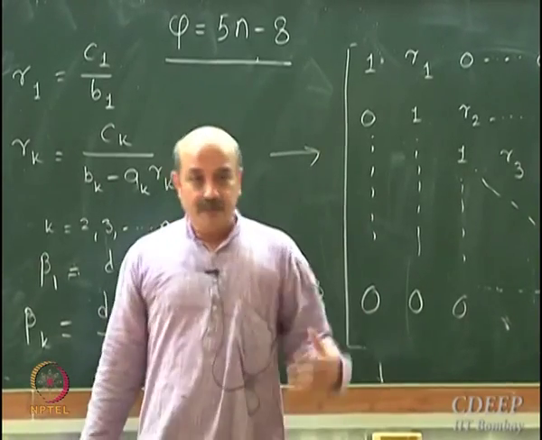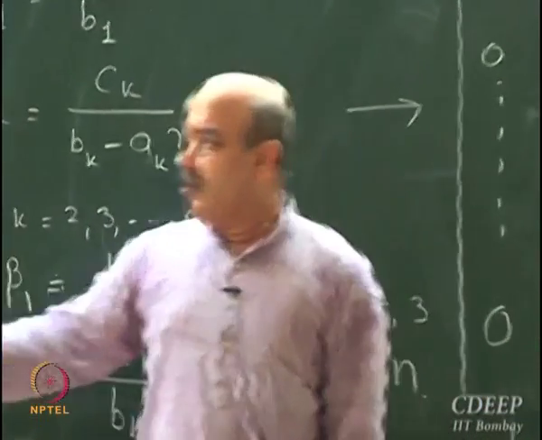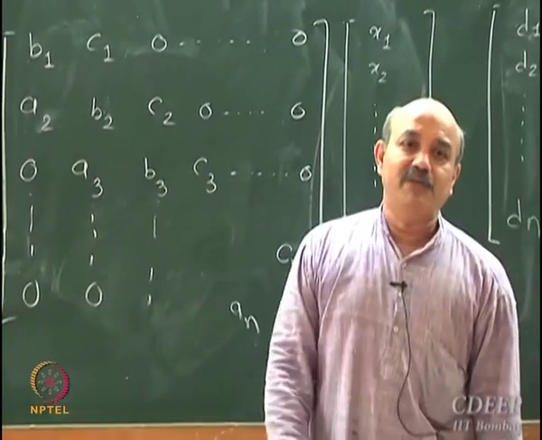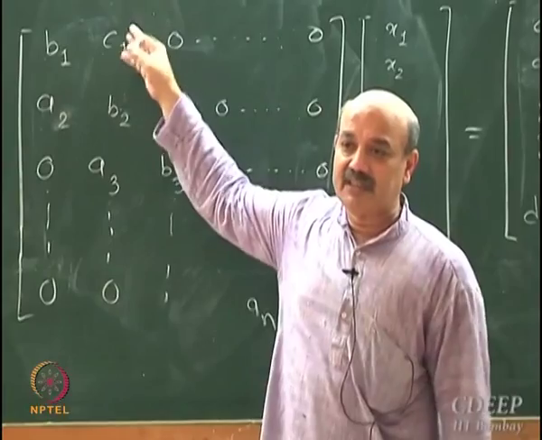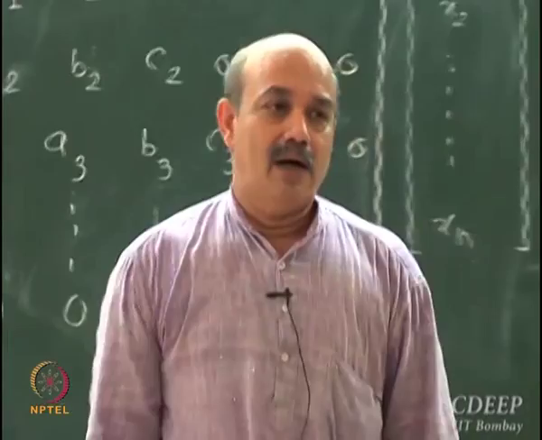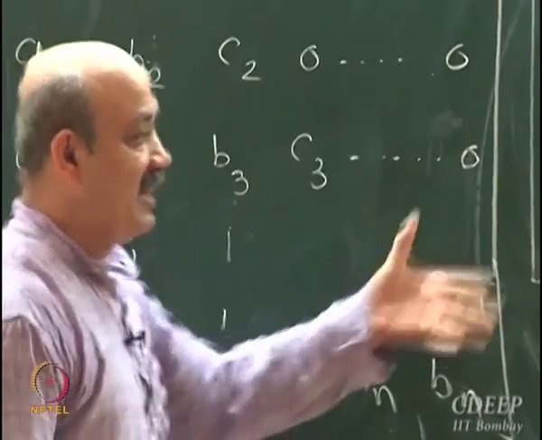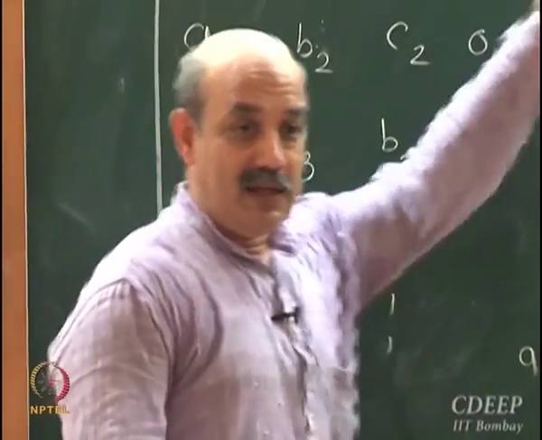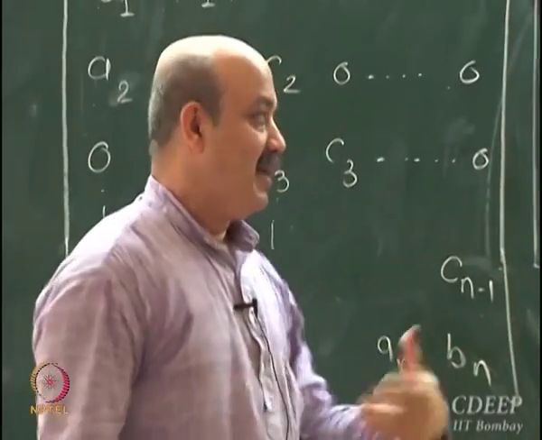The next thing, which I'll do in my next class, is a simple extension of this. Here we have looked at this algorithm where A, B, C are scalars. What if these are matrices? What if B1 is a matrix, C1 is a matrix, A2 is a matrix, B2 is a matrix? Those are called block tridiagonal matrices. So we simply extend this idea to block tridiagonal matrices, and still we can do much less computation than solving the entire thing. So that's going to be the next extension.